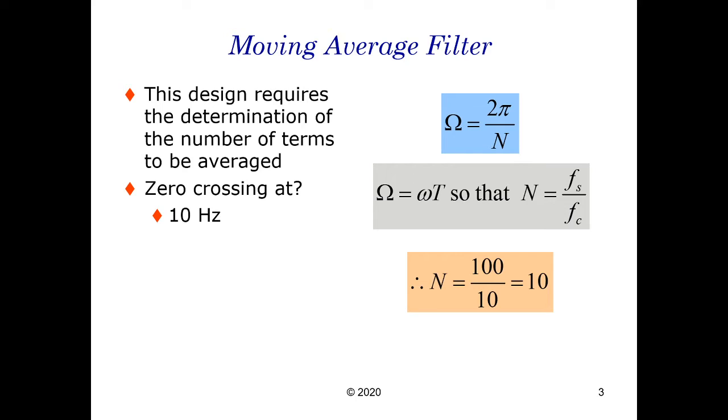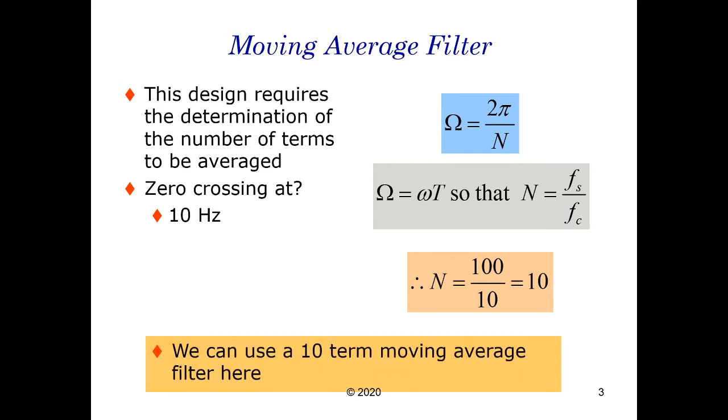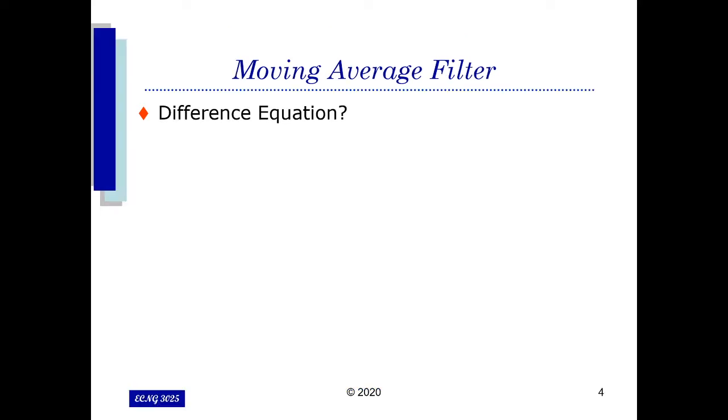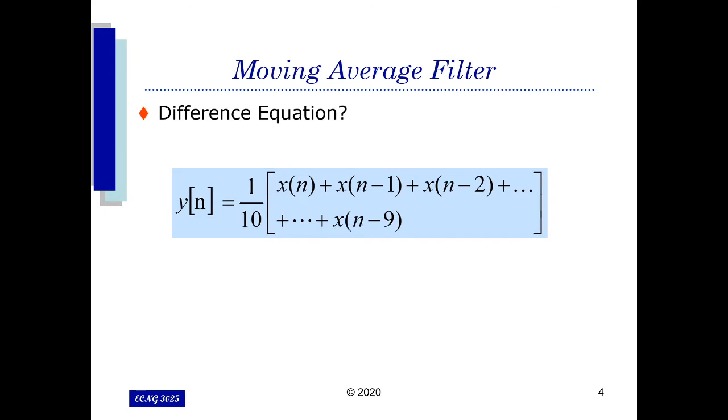So in this case, because we know that N here is going to be 10, we basically know we can use a 10 term moving average filter in order to design for this filter in particular. The difference equation is just going to be 1 divided by 10 times x[n] plus x[n-1] going all the way up to x[n-9]. Remember, the shift is 0, and n-9, if you consider from 0 to 9, these are 10 terms. So that's how you end up getting the 10 terms here, and you have the 1 divided by N on the outside.